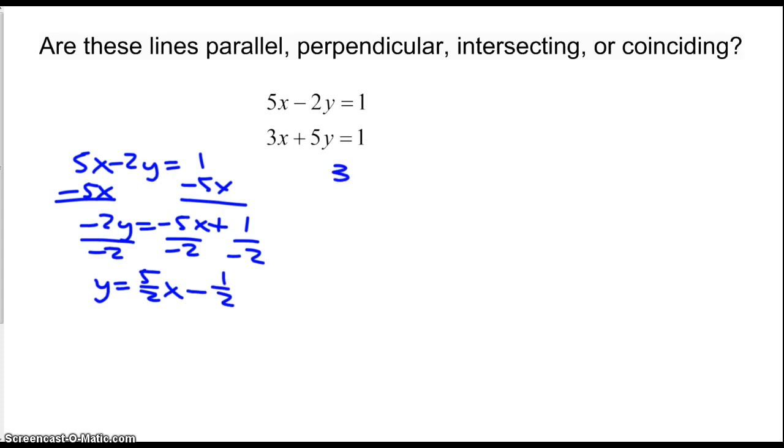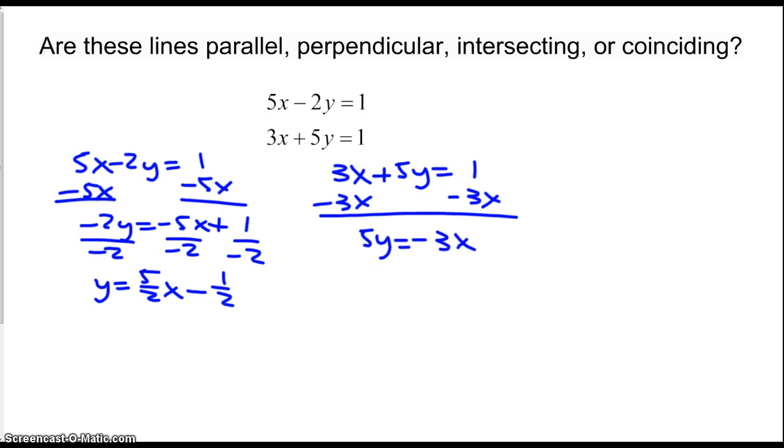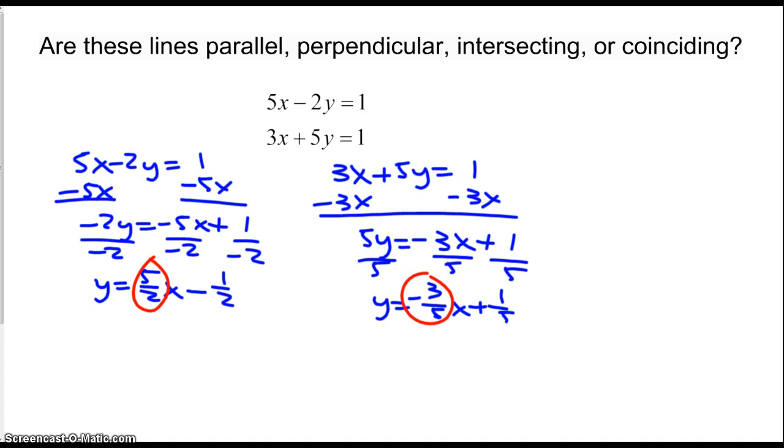Okay, over here, 3x plus 5y equals 1. Subtract a 3x. So I have 5y equals negative 3x plus 1. And if I divide everything by 5, I get y equals negative 3/5 x plus 1/5. Let's look at the slopes. Negative 3/5, positive 5/2. Well, they're different, and they're not negative reciprocals, so I think I just have to conclude that these are intersecting. They just intersect each other. They're not parallel, they're not perpendicular.